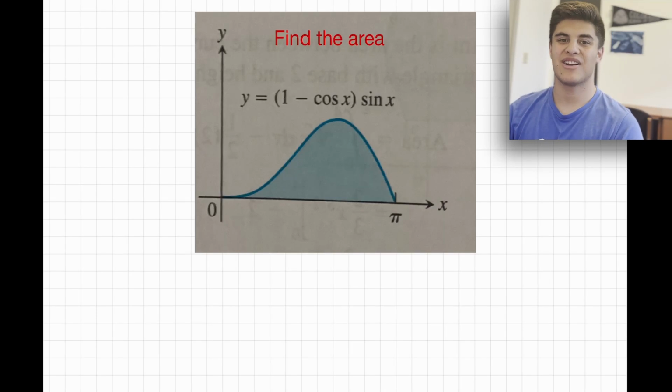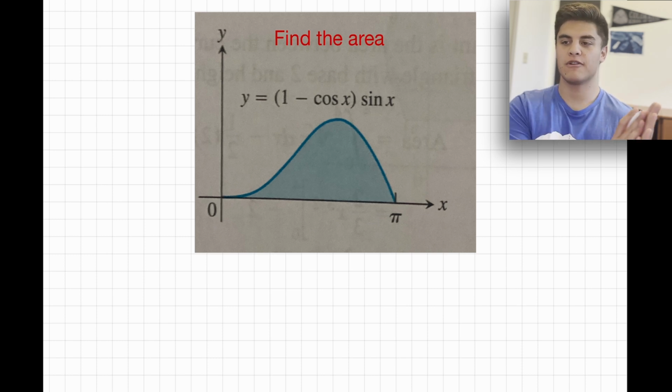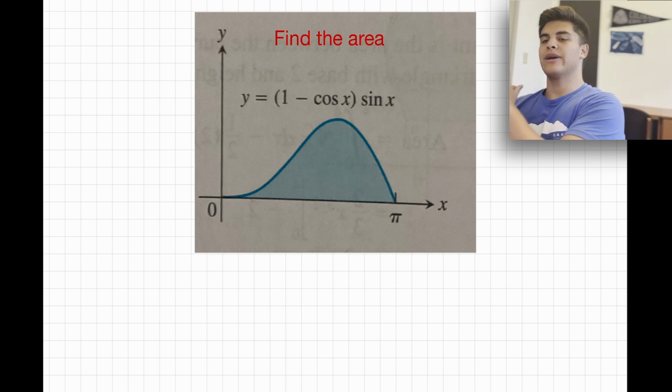In this video, let's talk about finding the area under a curve. So in this case, our curve is the quantity 1 minus cosine x multiplied by sine of x. And we're integrating over a region 0 all the way up to pi.